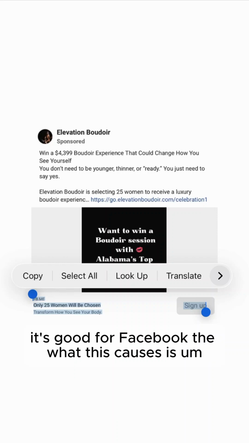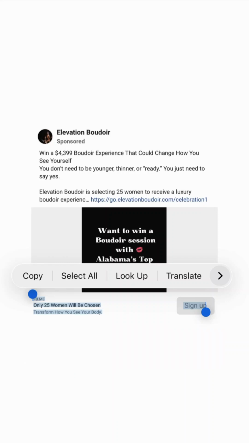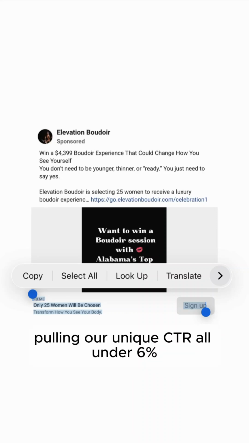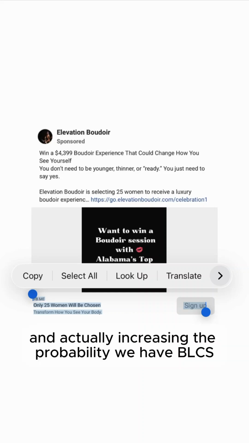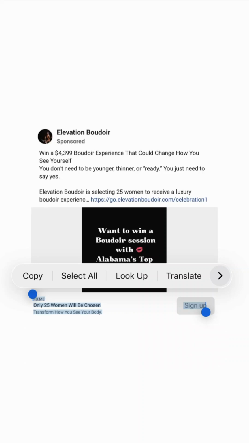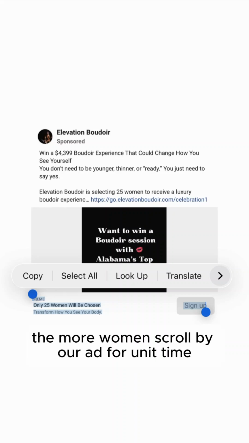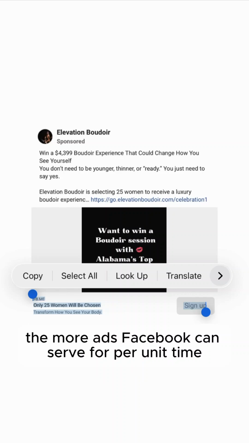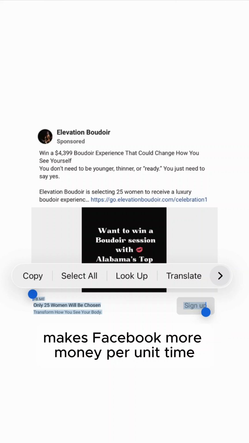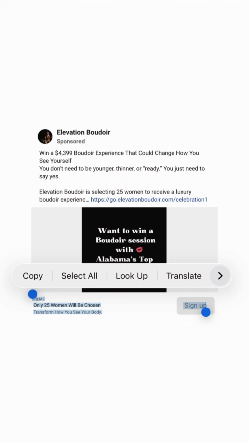What this causes is way more women to scroll by our Boudoir Facebook ads than necessary, pulling our unique CTRL under 6%, and actually increasing the probability we have BLCS. And that is because, well, the flip side, the more women scroll by our ad per unit time, the more ads Facebook can serve per unit time. That's why Facebook wants us to fill this out. It makes Facebook more money per unit time.